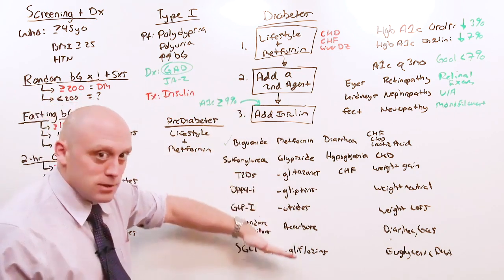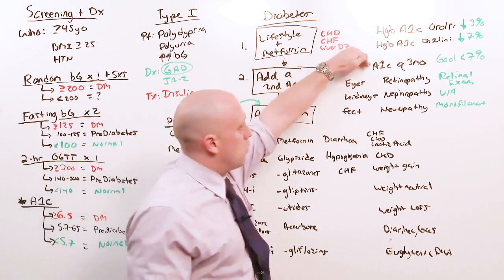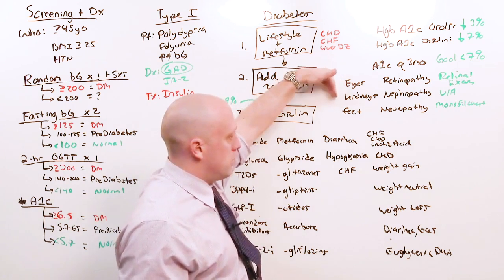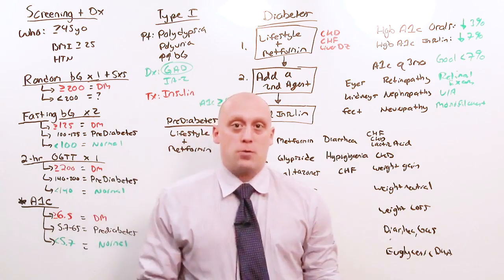Here are the medication classes. Scary? And then don't forget about every 3 months A1C, every year, retinal exam, urinalysis, monofilament examination. That is outpatient diabetes.